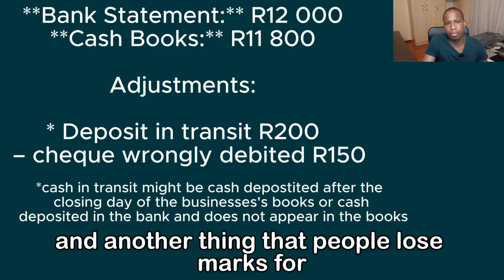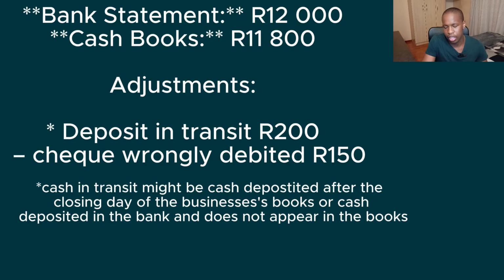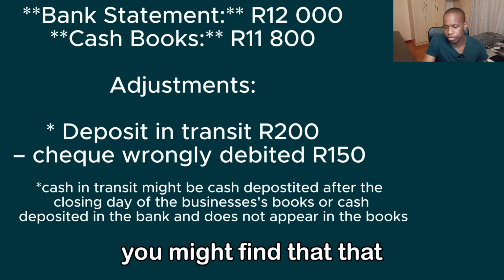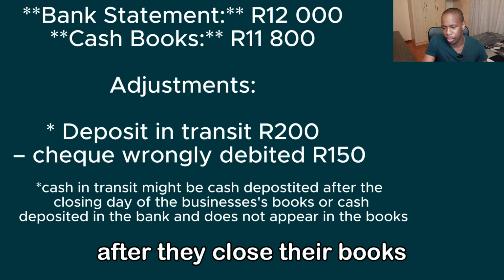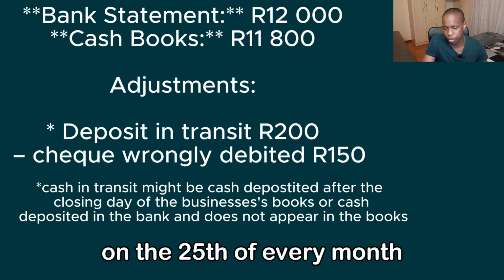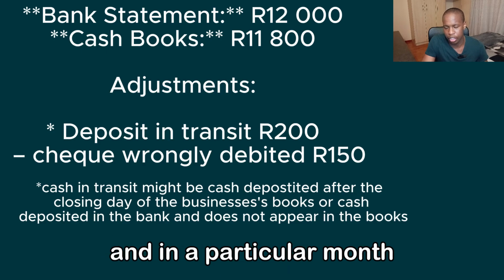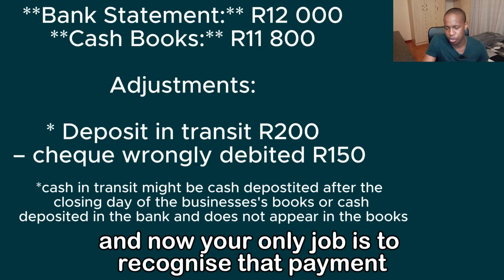And another thing that people lose marks for in their bank reconciliation statement is timing errors. You might find that the business received a payment after they closed their books. Let's say the business closes their books on the 25th of every month, and in a particular month they receive a payment on the 27th of the month. And now your only job is to recognize that payment in your books.